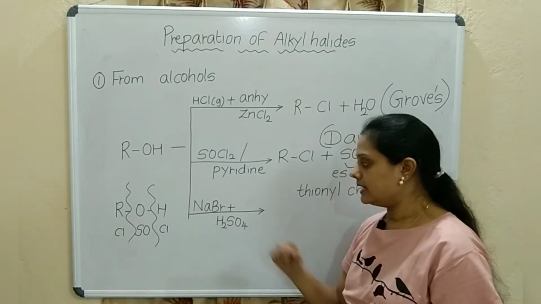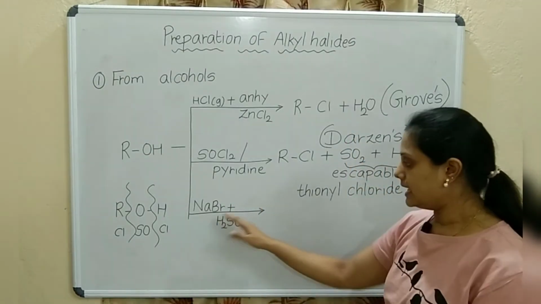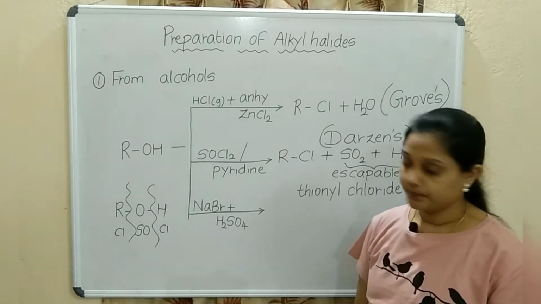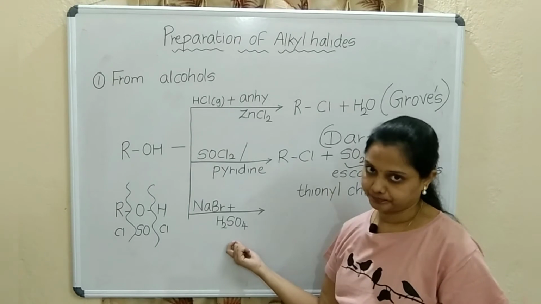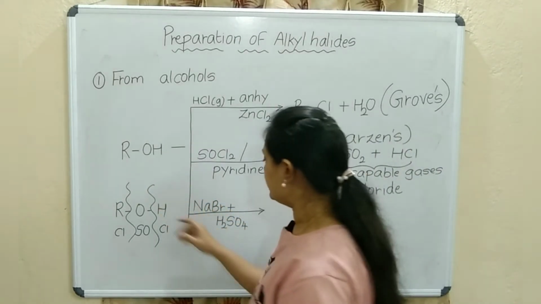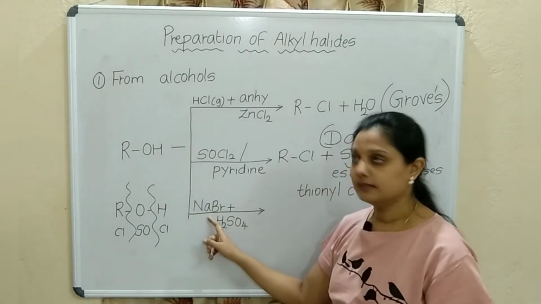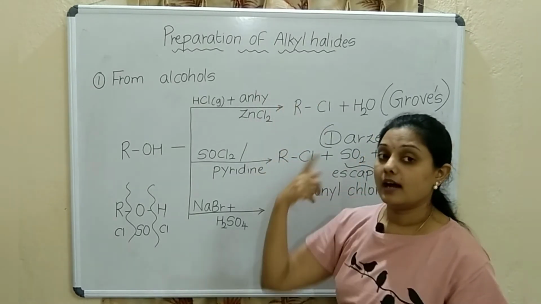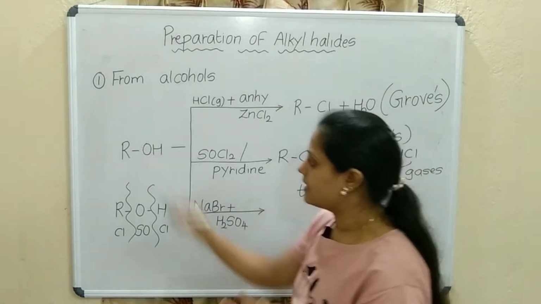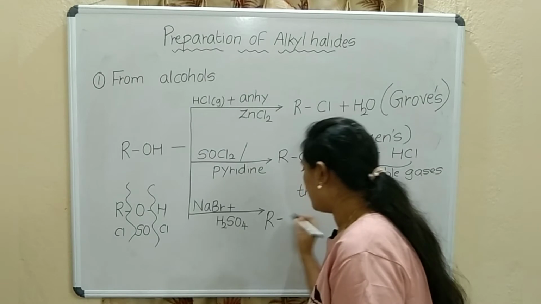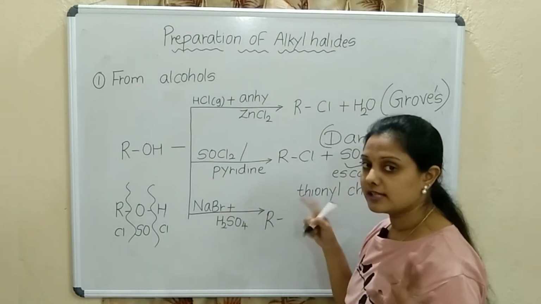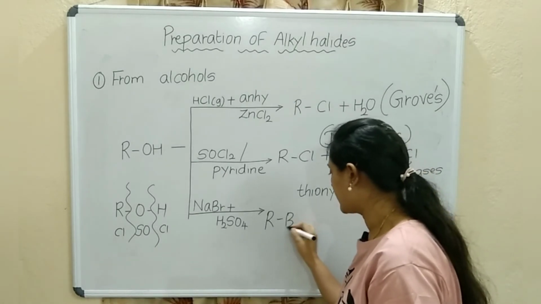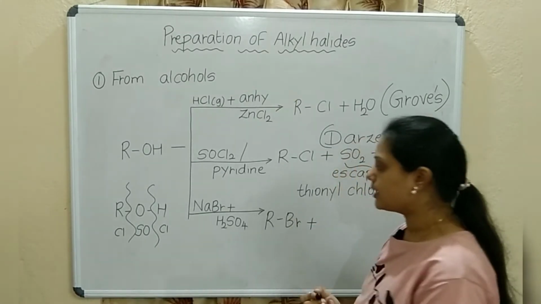Okay, let's check with the last equation. NaBr plus H2SO4. Sodium bromide in the presence of an acid. So alcohol is treated with NaBr. What are you preparing? Alkyl halide. What is the alkyl here? R. What is the halide present here? Br. What is the halogen present? Br. Okay. Now what will be the byproducts here?